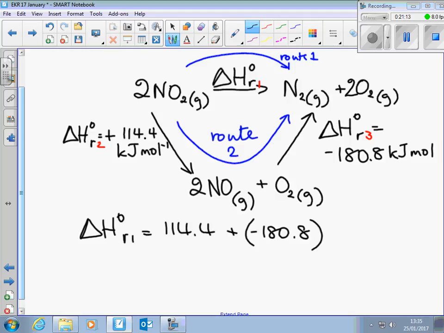That sounds right to me. Minus 66.4 kilojoules per mole. All right, make sure you've got the units in there. All right, so overall this gives out heat. Yeah, there's usually a small reason for that.